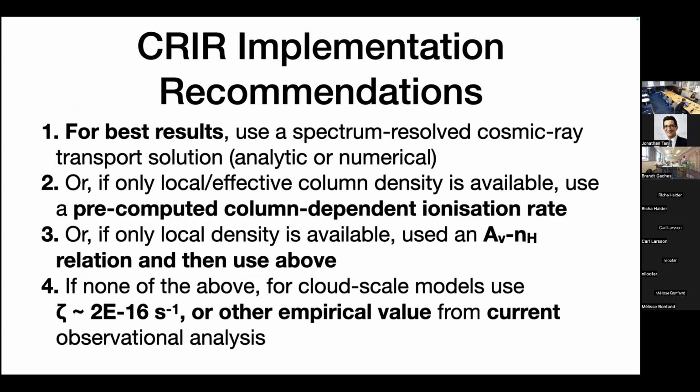If you can do none of that, for cloud scale models, for instance within the Milky Way, you can use 2 × 10⁻¹⁶ or some other empirical value from current observational analysis. And I say current because this fiducial 1 to 3 × 10⁻¹⁷ ionization rate is from observations, but it's tied back to observations from like the 70s. We've gotten better since then. And so, if you can't do any of these things, it's better to look at what's been done in the past few years, because these things do change quite a bit.